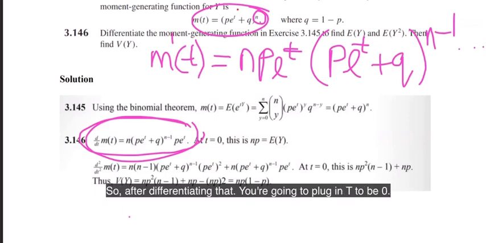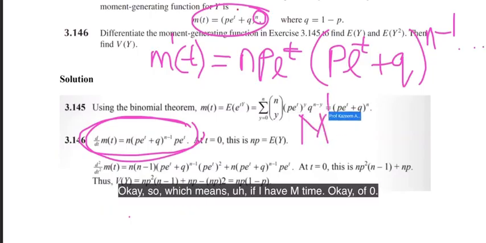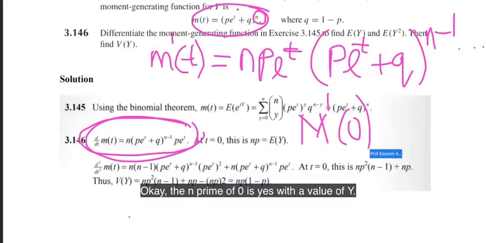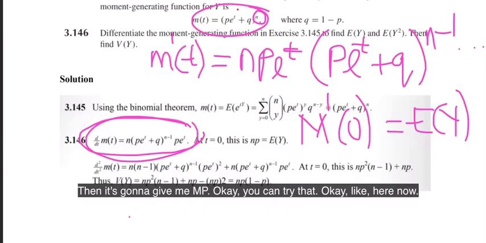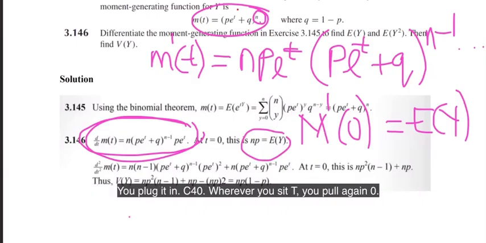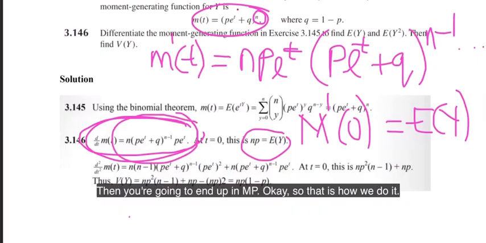And you now need to plug in. So after differentiating that, you're going to plug in t to be 0. So which means M prime of 0 is the expected value of Y. After differentiating that and I plug in 0 for t, it's going to give me np. You can try that. Wherever you see t, you plug in 0, then you're going to end up with np. So that is how we do it. Is there any question on how this is done?